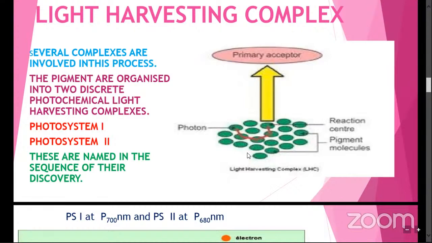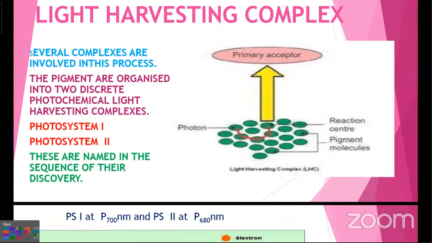That means this reaction center chlorophyll pigment, by receiving more than enough photons, gets excited, and under that excited condition, it releases electrons which are further accepted by primary electron acceptors. From there, reactions will be continued. That will be discussed in the other slides.